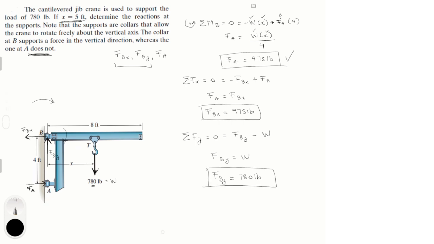So final answer for the horizontal reaction at A, because there's no vertical reaction at A, for the horizontal reaction at B is 975, and final answer for the vertical reaction at B, which is 780 pounds.